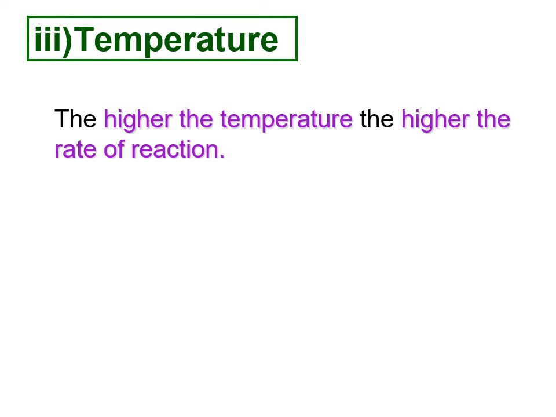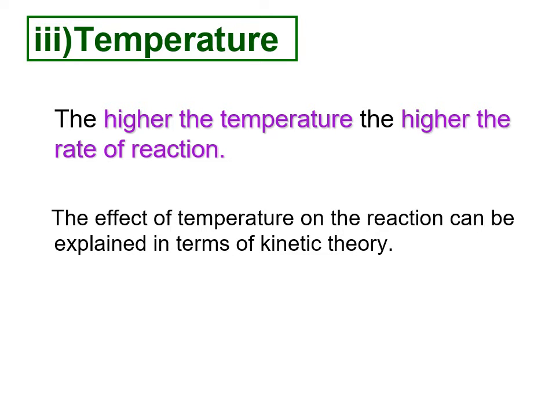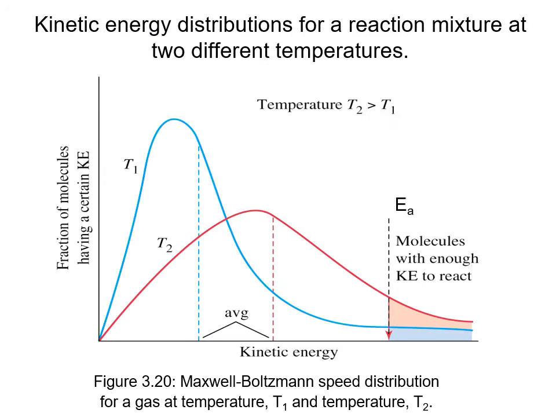The most important part in this subtopic is how temperature affects the rate of reaction. The higher the temperature, the higher the rate of reaction would be. But how? This can be explained in terms of kinetic theory. This is shown to you, figure 3.20, a Maxwell-Boltzmann distribution curve.